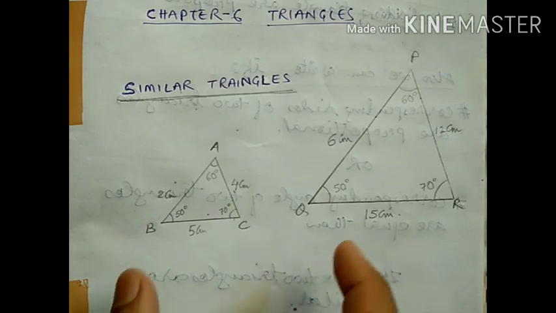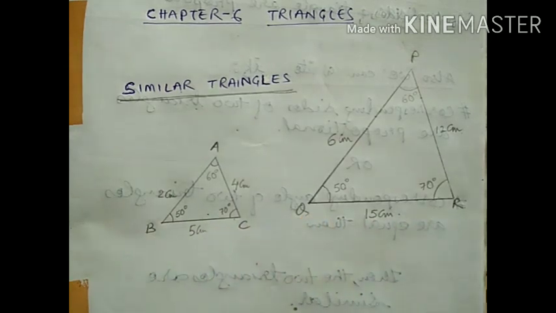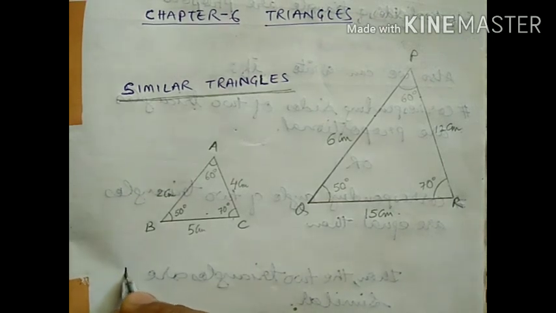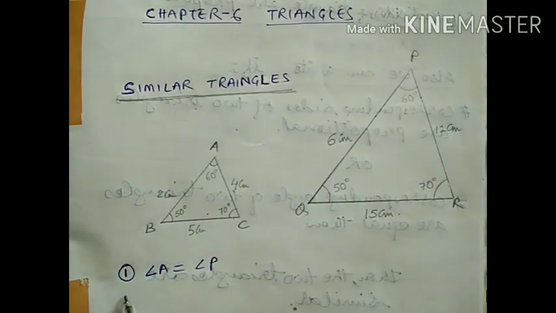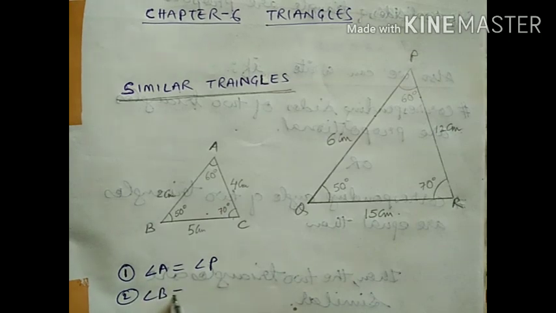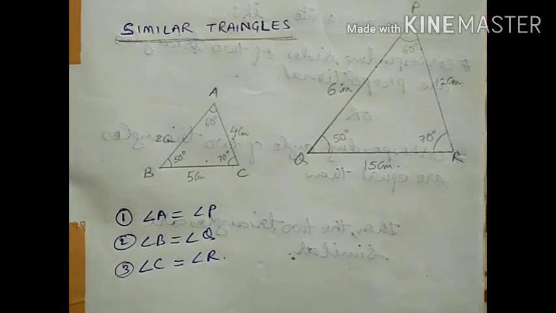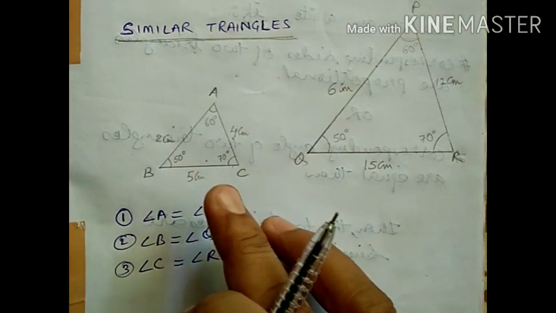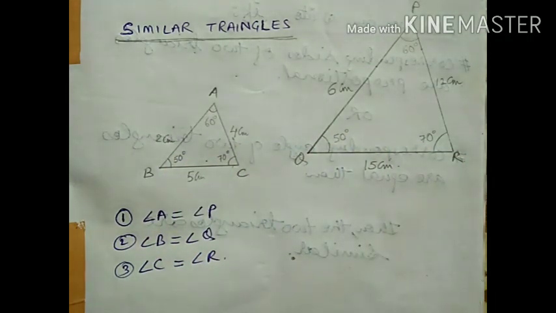Could be any other angle, but angle A equal to P, angle B equal to Q, angle C equal to R. If three angles are equal, then we can say the two triangles are similar. We find here all the three angles are equal, that is angle A equal to angle P, angle B equal to angle Q, angle C equal to angle R. So if like this three angles are equal, then we can say the two triangles are similar, and these three angles are corresponding angles. Why it is called corresponding angle?